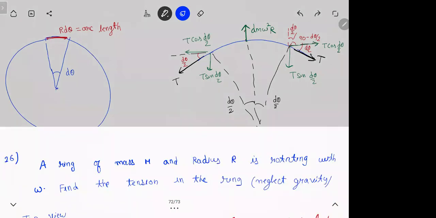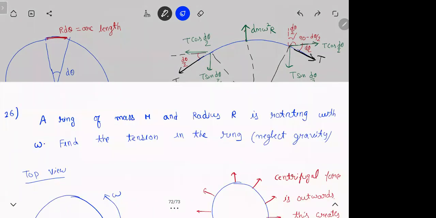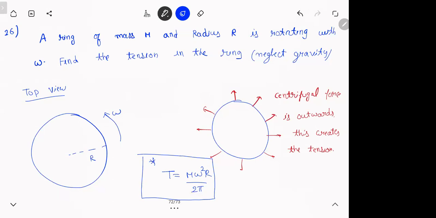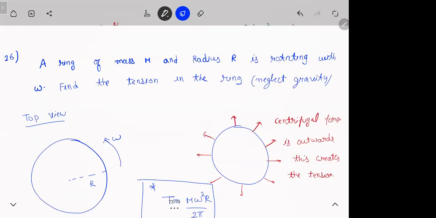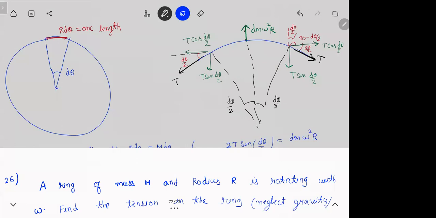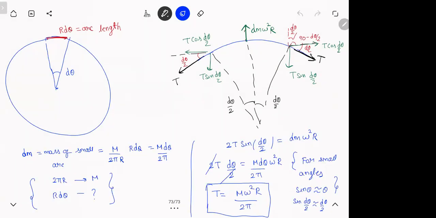You can mug up this result. Put it down, have a look at this. Again, the derivation is not important for HSC, it's not there, but the result is important for the entrance perspective.